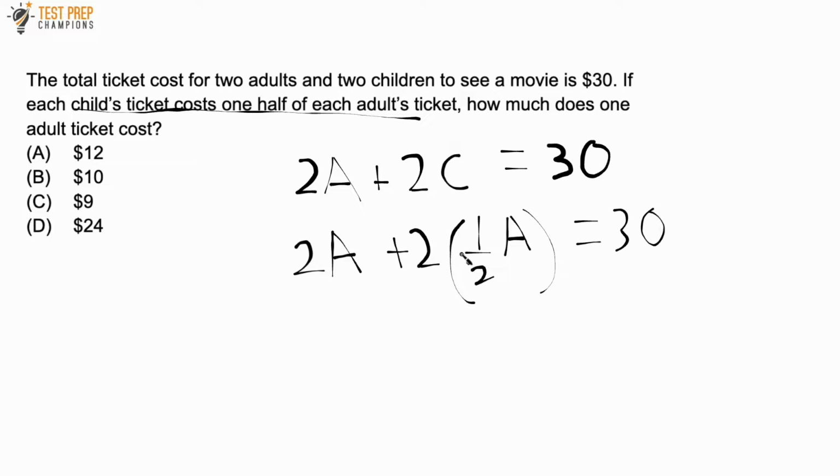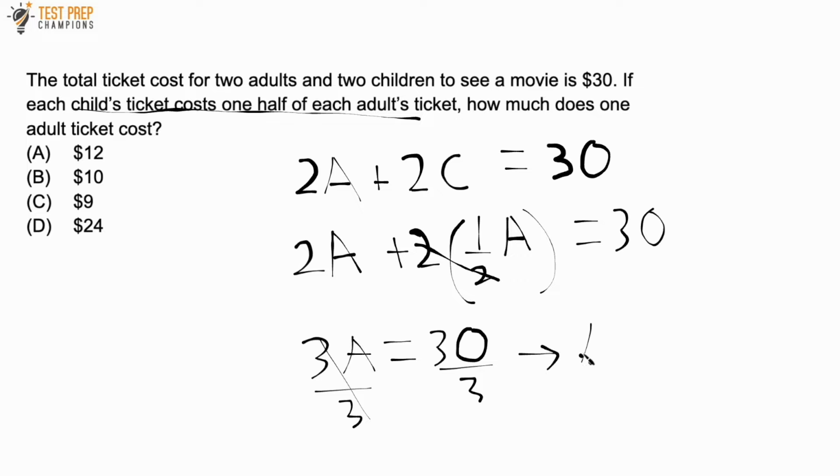So what I see now is that the 2's are going to cancel out here because I'd have 2 divided by 2. So I would then have 2A plus A equals 30. Now 2A plus A is 3A. So I would have 3A equals 30. So how do I get A now? Well, what I want to do is divide by 3 on both sides. So if I do that, I'm going to see that A equals 10. So the correct answer here is B, $10.